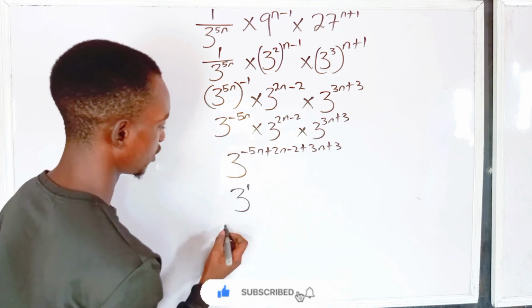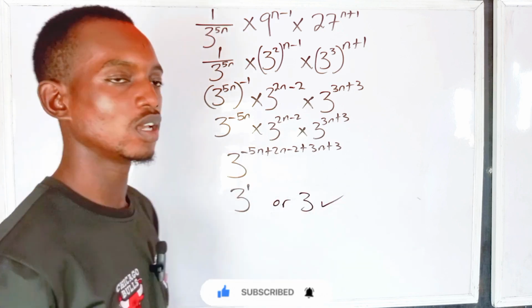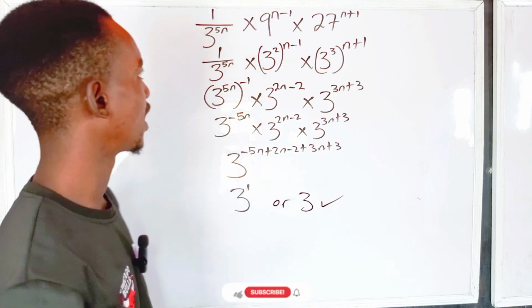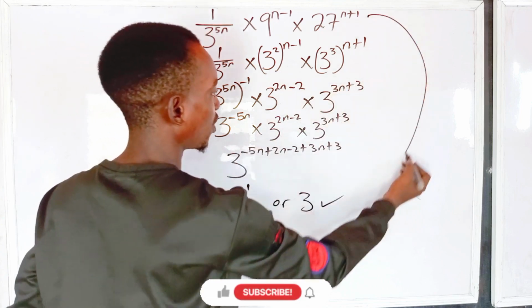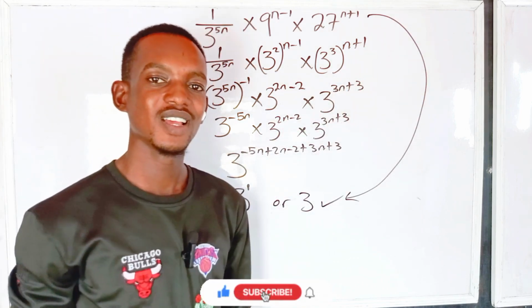Or let's write it like this. Or 3 is our what? 3 to the power of 1 is what? 3. Final answer. So this scary question has been simplified to what? Just 3. As simple as ABC.